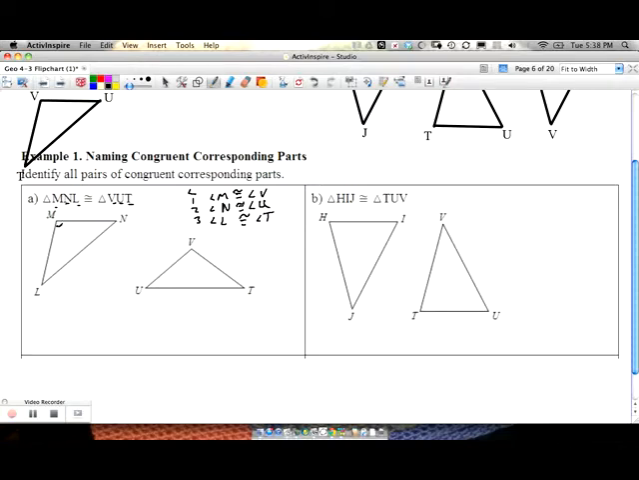I want to go ahead and mark that. So on here, that means that M is my first one, N is my second one, and L is my third. And I have VUT, so it's going to be first, second, third. So those would be those three pieces. Now let's do sides. That means we're going to have three pieces that are congruent, 3 pairs.